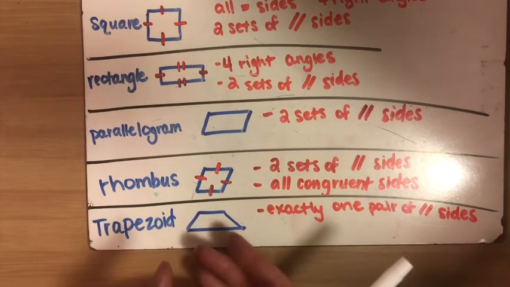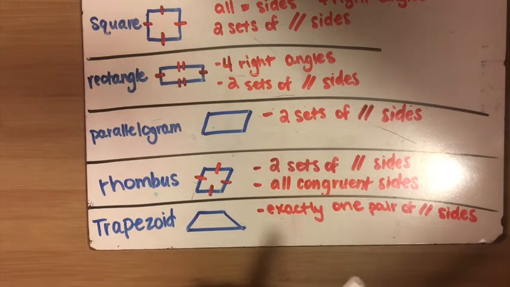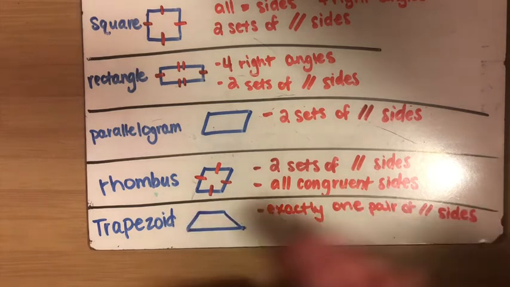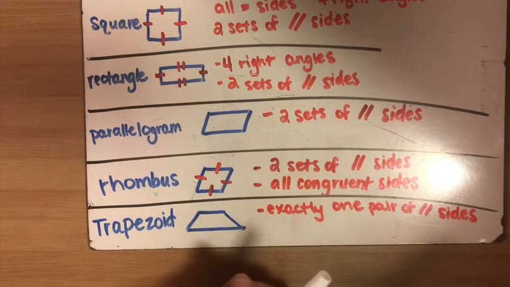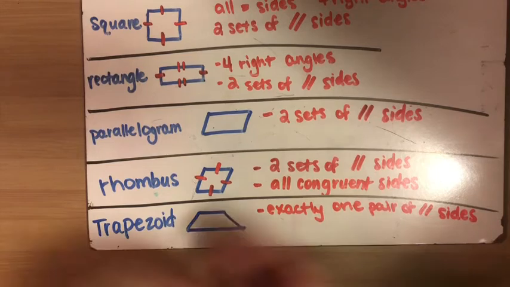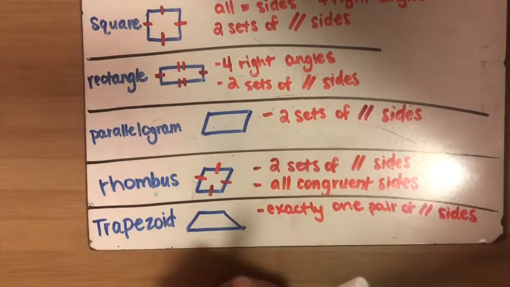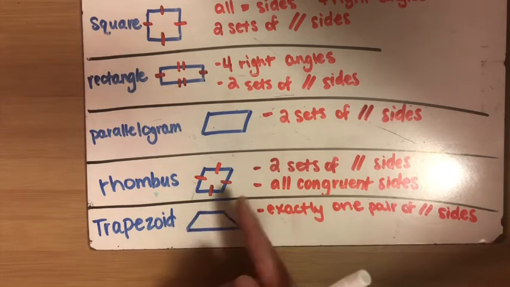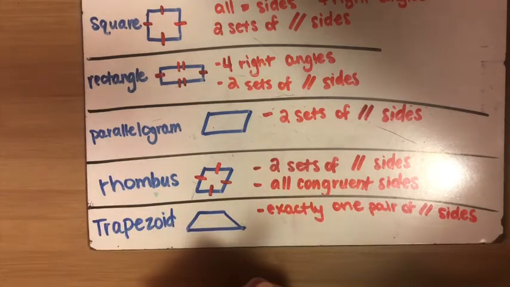And it doesn't really care what lengths the sides are, it just cares about if they're parallel or not. So it only wants one pair of parallel sides, and then the lengths of the different sides can be whatever you want. As long as you got that one pair of parallel sides, we don't care about the lengths.